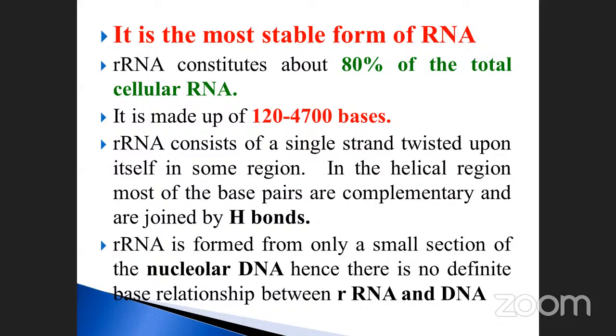Once again, 80% of the RNA present in every organism is rRNA. How many nucleotide bases are there? 120 to 4,700 bases present in it. But the nitrogen base pairs or complementary regions are united together. Which bond? Hydrogen bond. How many nuclear DNA molecules are required? A small section is enough for the production. See that one?